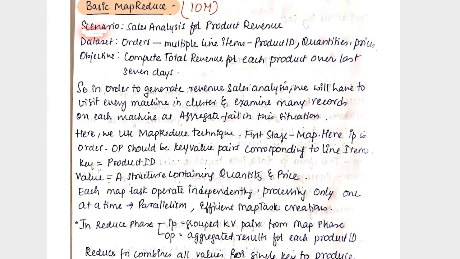So we have a scenario of sales analysis for product revenue. The data set given here comprises orders which have multiple line items like product ID, quantities, and prices. And our objective is to compute the total revenue for each product over the last 7 days.